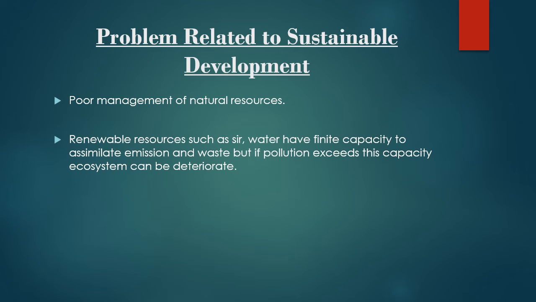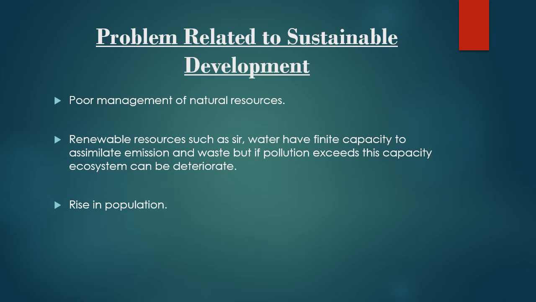Next problem is that renewable resources such as air and water have finite capacity to assimilate emissions and waste. But if pollution exceeds this capacity, the ecosystem can be deteriorated. So pollution should be as low as possible because it impacts human health and the environment as well.